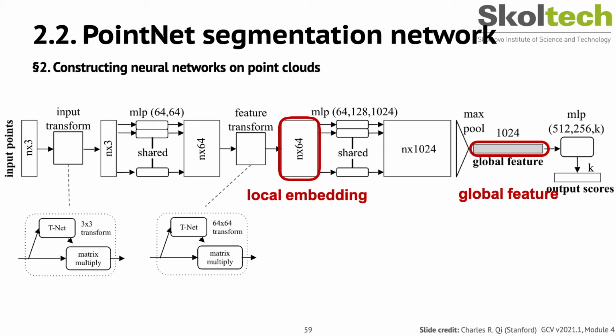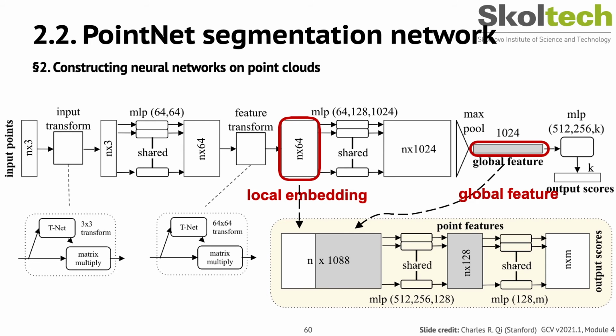To extend this architecture to segmentation, we need to predict class scores for each point. A simple but effective way to do this is to concatenate local embeddings and global feature vectors for each point. So for each point, we can concatenate the learned local embedding with the global feature vector and use that for per-point classification, and finally output M scores for each point to do the segmentation.